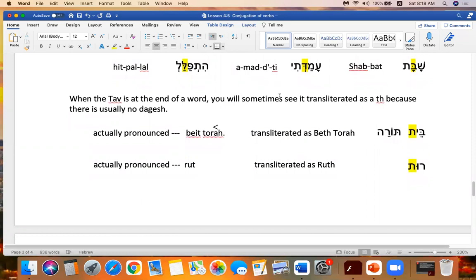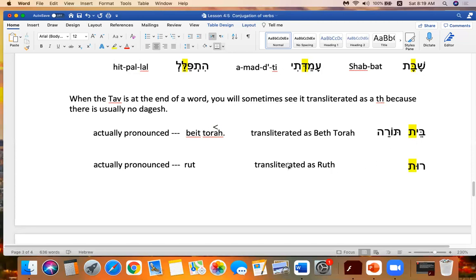So this is where we go from, you have Beit Torah, at the end of the word Beit, there's no dagesh. So it's actually pronounced Beit Torah, but it's transliterated as Beth Torah. So that's where we get our Beth. I always wondered that after I took Hebrew, like, why is it B-E-T-H and not just B-E-T, Bet Torah? But it's Beth Torah because there's no dagesh at the end.